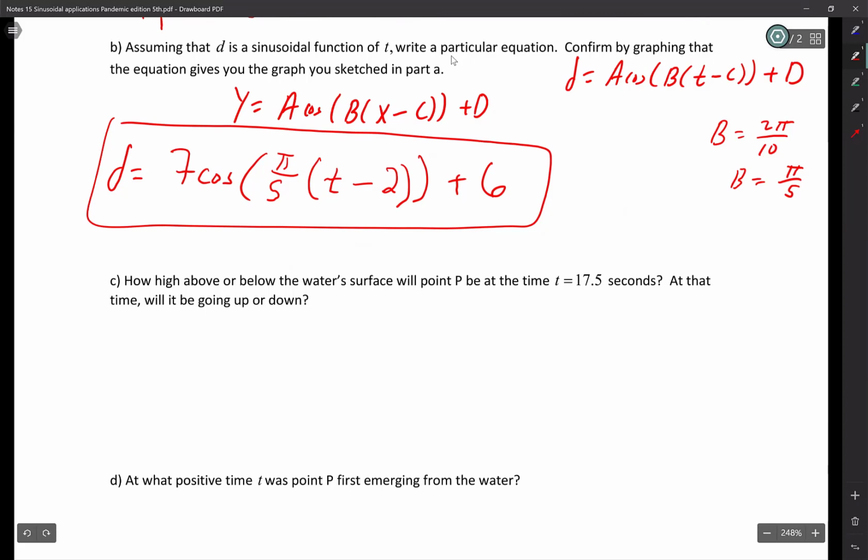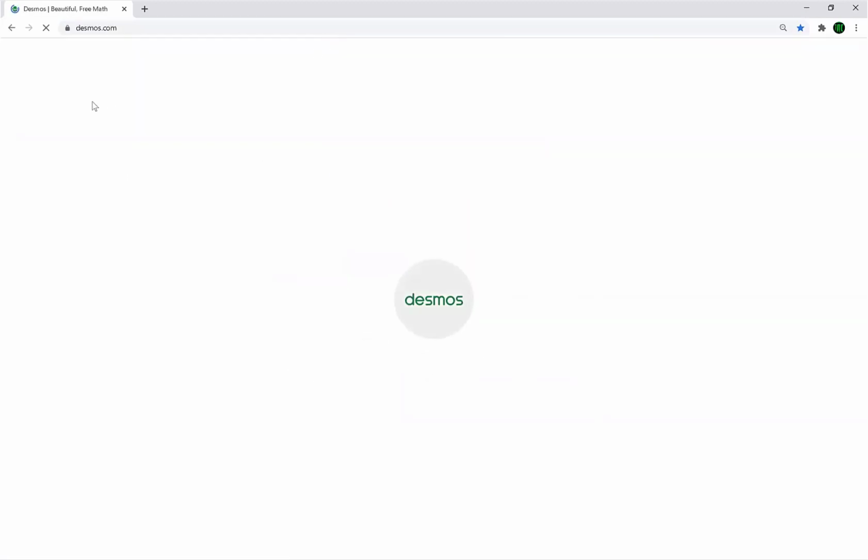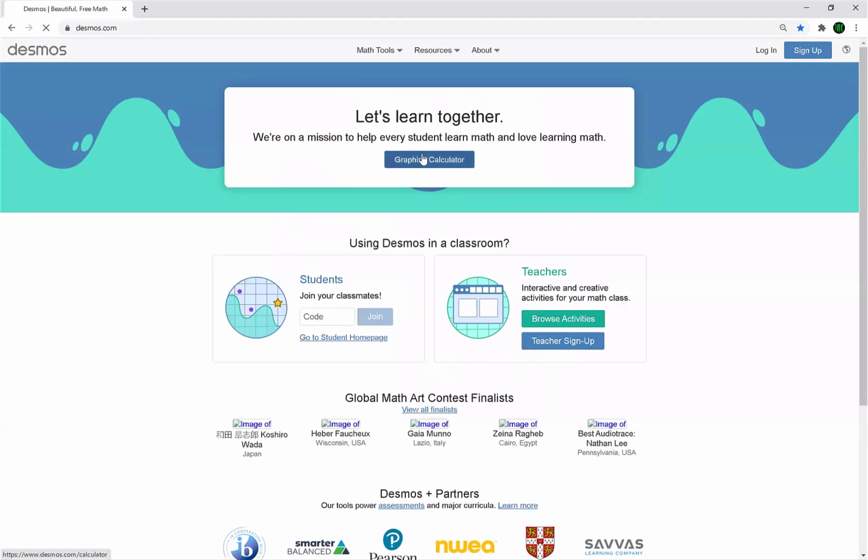All right, guys. Next, it says confirm, right? We haven't confirmed anything. So let's confirm it. I'm going to go to Desmos because Desmos is the best tool right now. So we're going to take out Desmos and see what's up. I'm going to click share and click Google here. And so there it is. And then I click Desmos and I definitely want a graphing calculator.